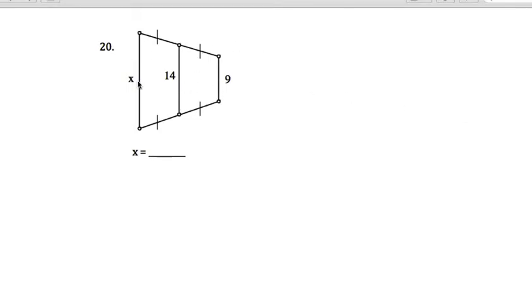In number 20, it's the same theorem we used before. This base plus this base divided by 2 should equal the mid-segment. And I know it's a mid-segment because this is a midpoint connected to a midpoint that I know from these markings. So I'm just going to write that. 9 plus that other base divided by 2 is supposed to equal 14.